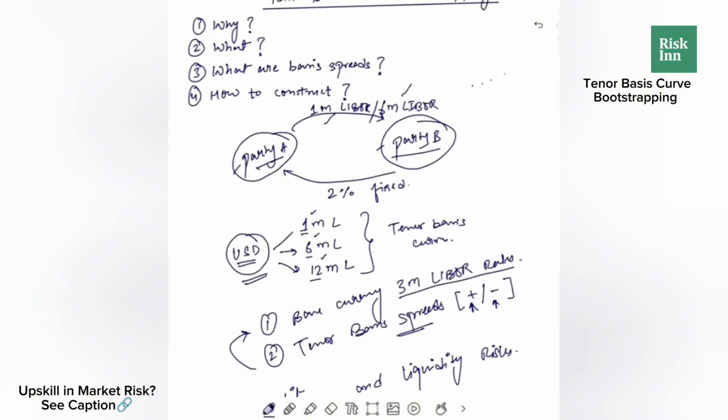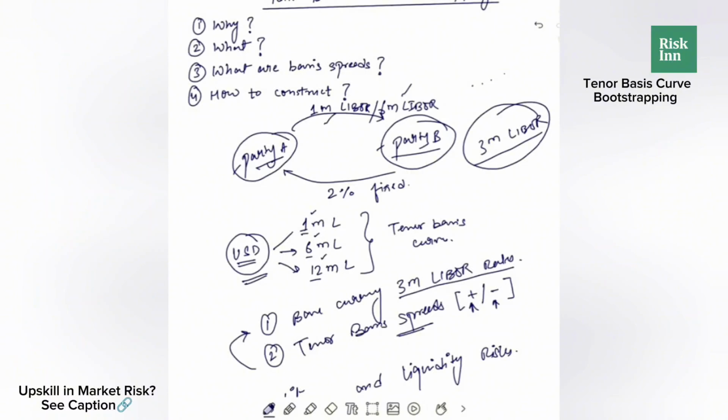We bootstrap a curve with different tenors but the same currency. That curve is a tenor basis curve. Right? Now, to bootstrap the 1 month LIBOR curve or a 6 month LIBOR curve, what inputs do we require? The first input is the base currency curve, the 3-month LIBOR. This is what we need as an input, along with the tenor basis spreads. These spreads need to be adjusted in the base currency curve to get the tenor basis curve.